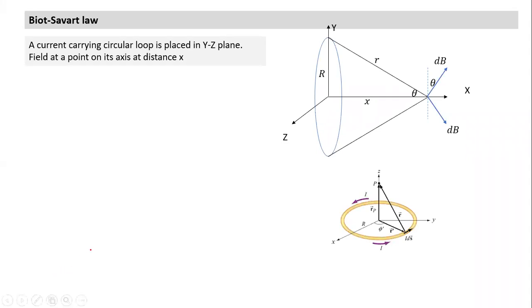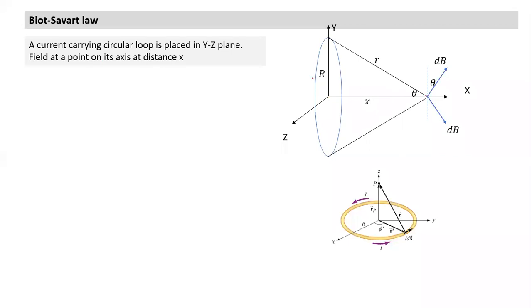What we have done so far: the basic formula for magnetic field due to a small element, then the straight element, and the circular element only at the center. So today, using the Biot-Savart formula, we will find the field at a point on the axis of the circular loop, not only at the center, but at a point on the axis of the circular loop.